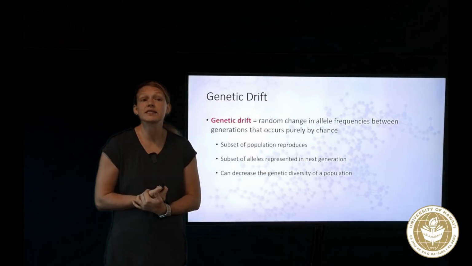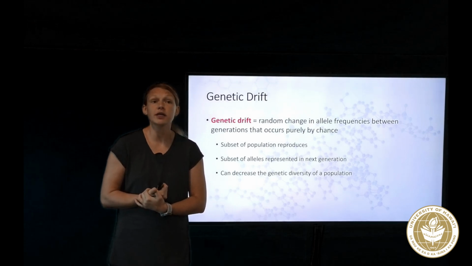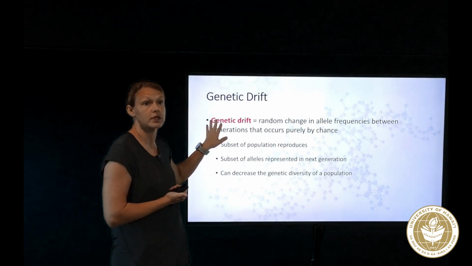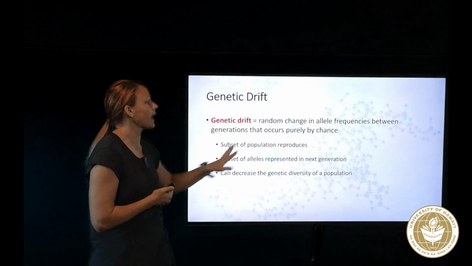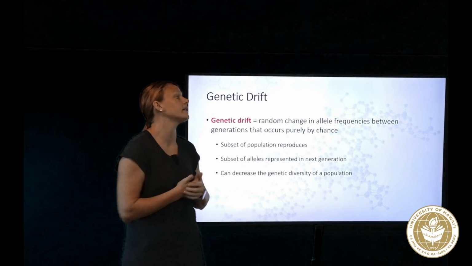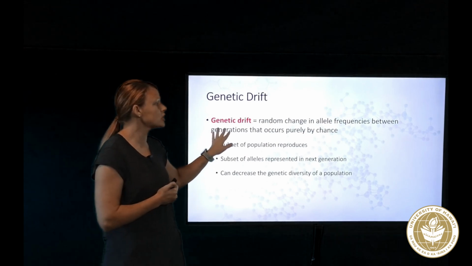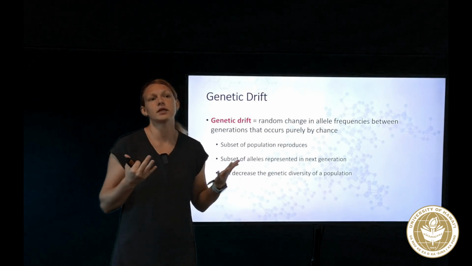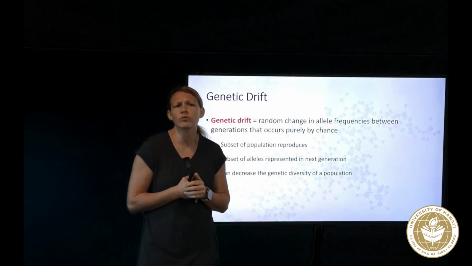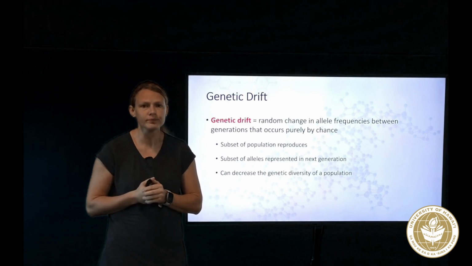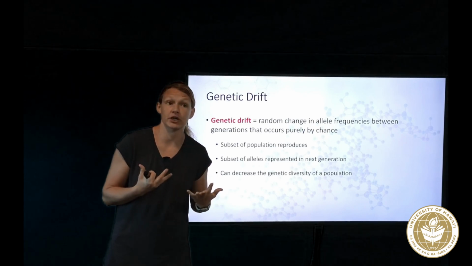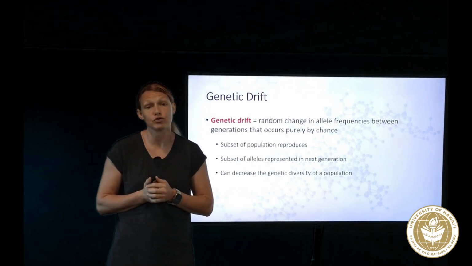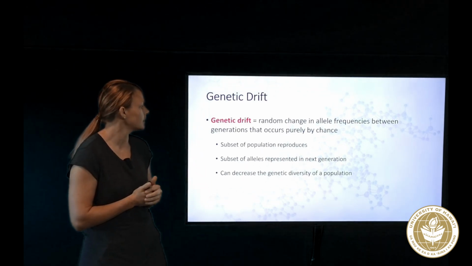One of the ways that we see non-adaptive evolution occurring is through a process known as genetic drift. Genetic drift is where we have a random change in the allele frequencies between generations, and this occurs purely by chance. So what this means is that we don't really have an adaptation occurring. It's just random, it's by chance that we're seeing this evolution occur through genetic drift.